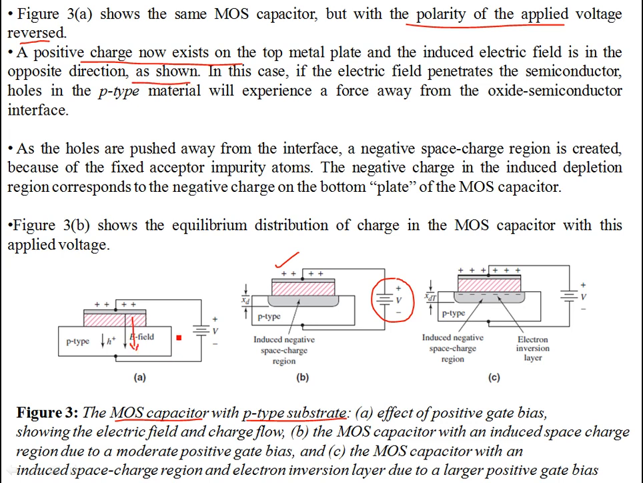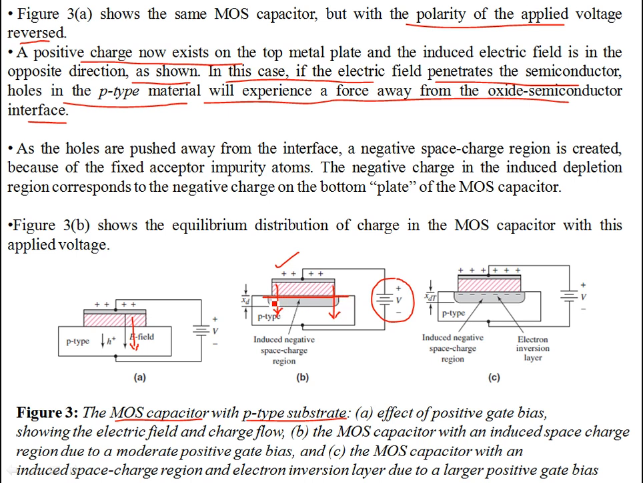Owing to the change in polarity, it's the other way around. It's pointing downwards. In this case, if the electric field penetrates the semiconductor, the holes in the p-type material will experience a force away from the oxide semiconductor interface. So now the holes are going to move in the direction of the field, and since the field is from positive to negative like this in the MOS capacitor, you won't have any holes at the interface.